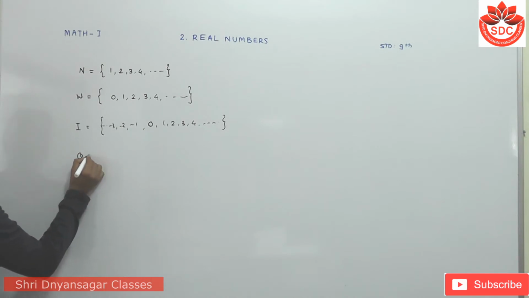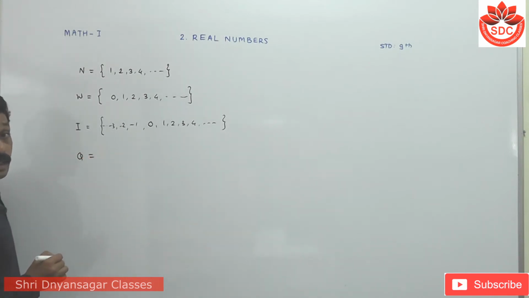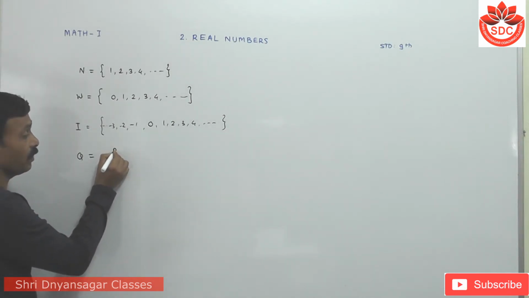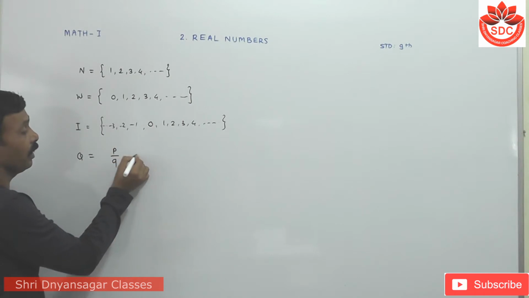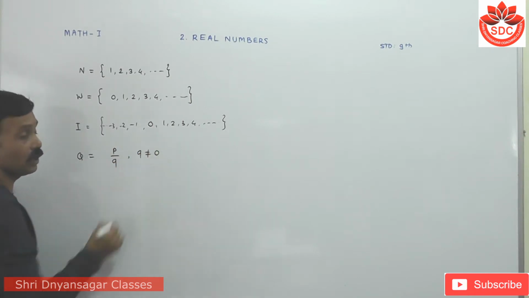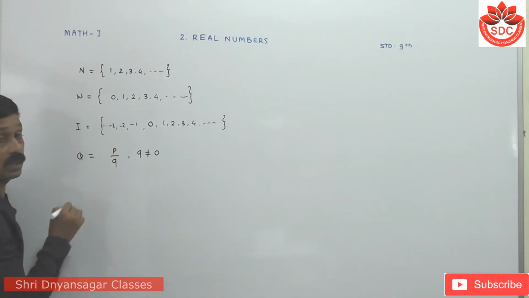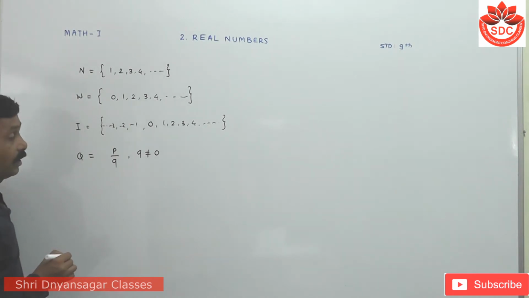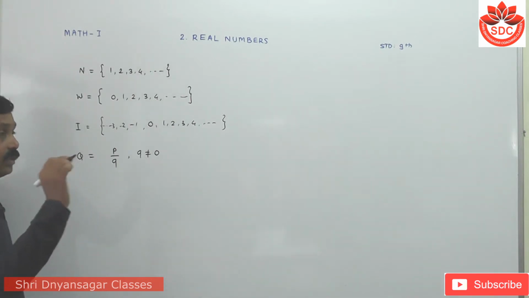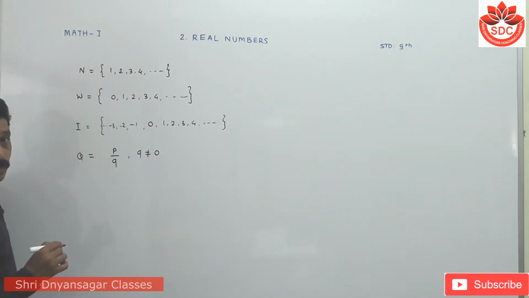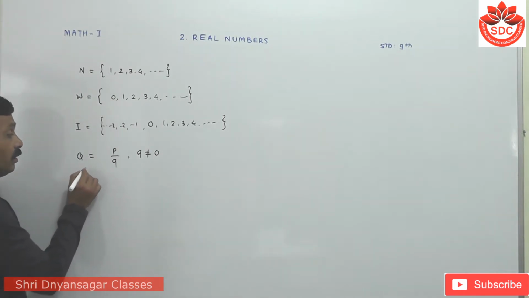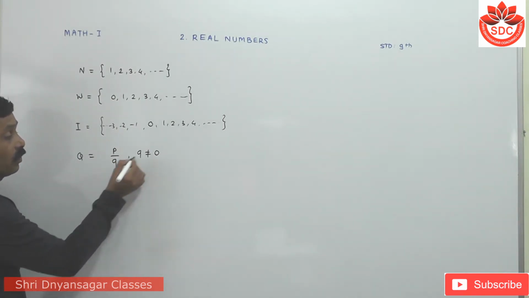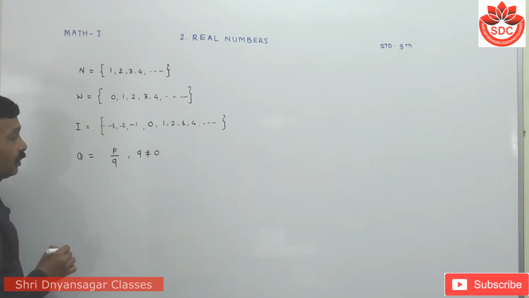Then Q is the rational number. The rational number means the numbers which are expressed in the form of P upon Q, where Q is not equal to 0. Such numbers are called the rational numbers. It means the set of 1 upon 2, 1 upon 3, 4 upon 5, etc., 0, 1, 2, 3 also. This P upon Q, where Q is not equal to 0, is the rational number.